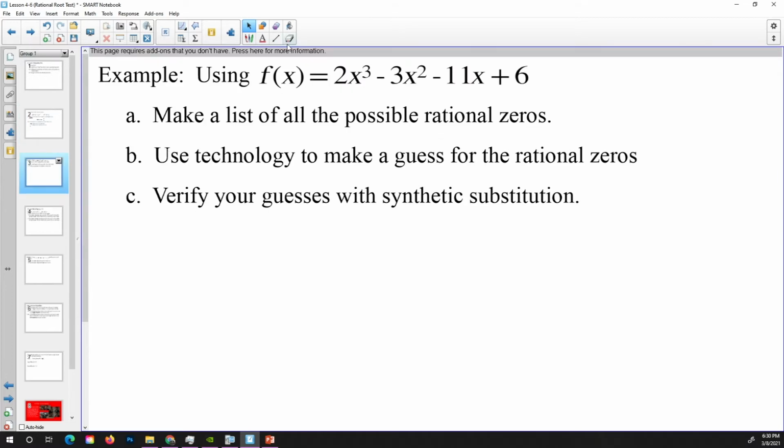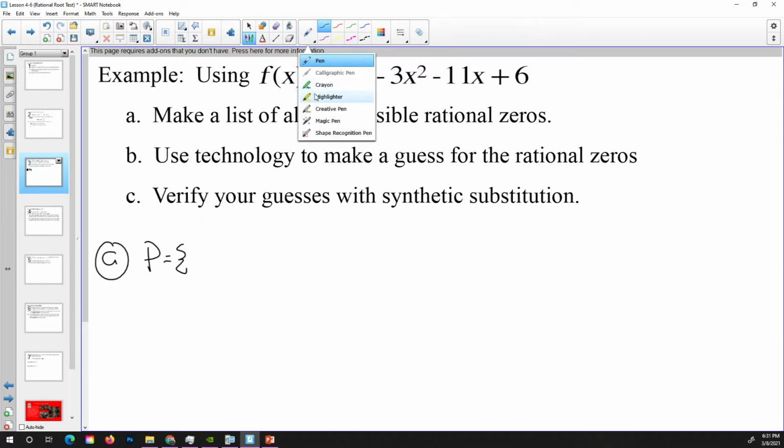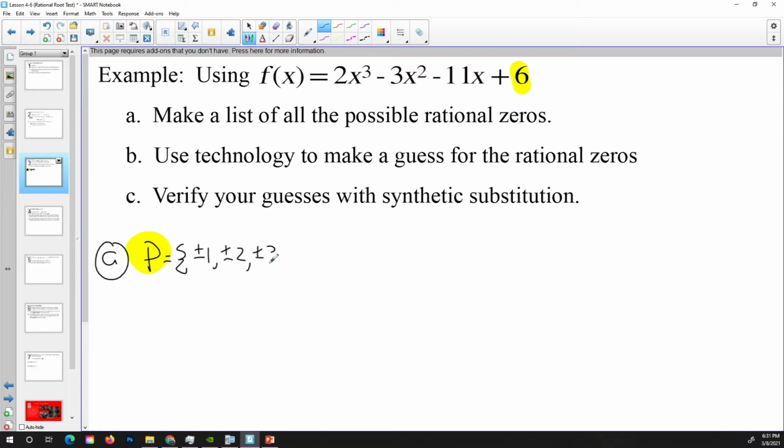So let's do that. Our constant term is 6, and our values for P are going to be the factors of that. So we have all the possible integer factors of 6: plus or minus 1, plus or minus 2, plus or minus 3, and plus or minus 6. Those are all of the integer factors of 6.